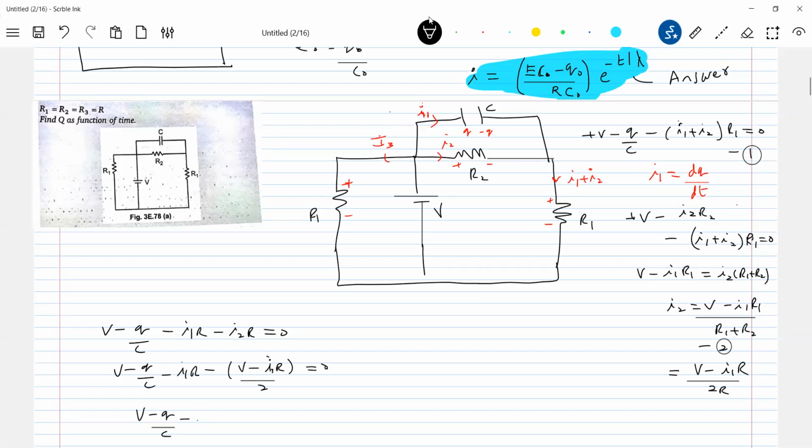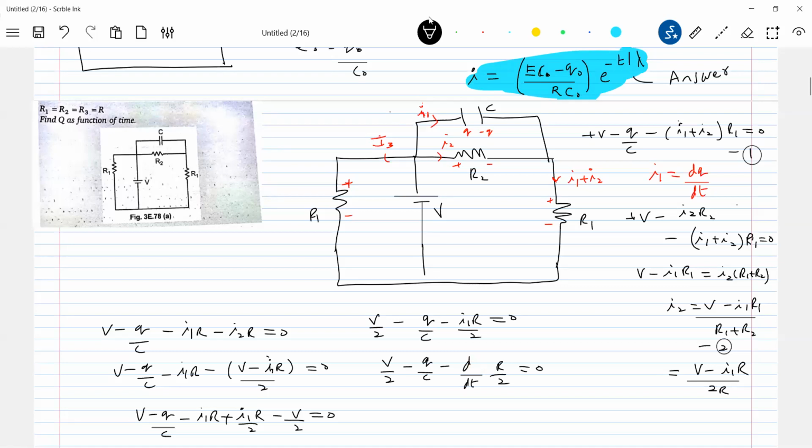If you're not confident of writing loop equations, what is the alternative method? Find the steady state charge, find the time constant, and manage the problem. So this will be V by 2 minus Q by C minus I1R by 2 equal to 0. I1 equal to dq by dt. Now substitute this, and you can manage this equation very comfortably.